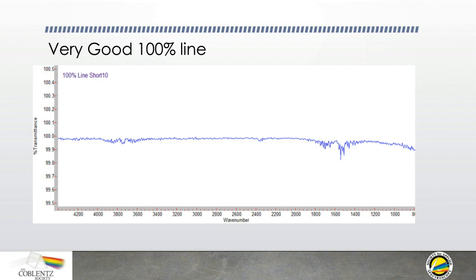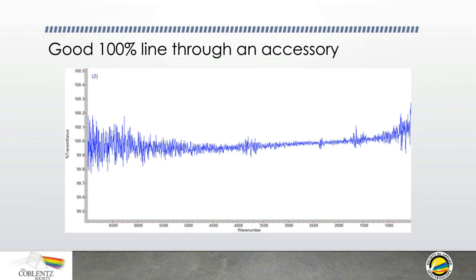This first one is a very good 100% line. We see a tiny bit of water vapor. The line is exactly at 100%. There's a little tiny bump from carbon dioxide, but this is a very good 100% line from a very well-purged instrument. This is the kind of 100% line you will expect to see when you're working through an accessory. This was done through an ATR.